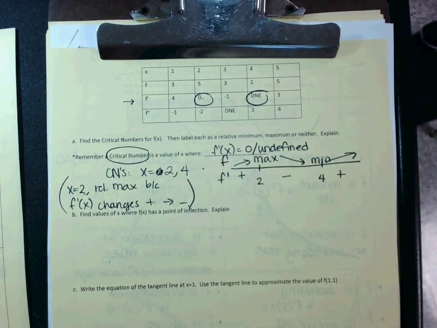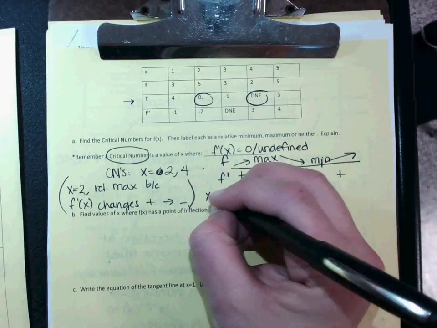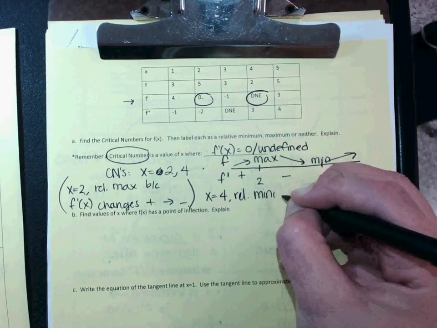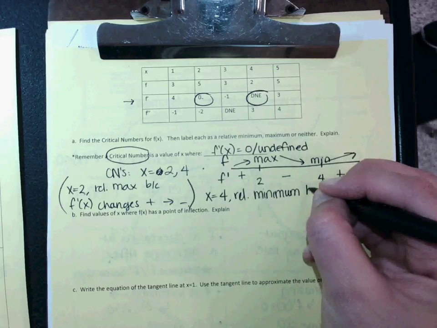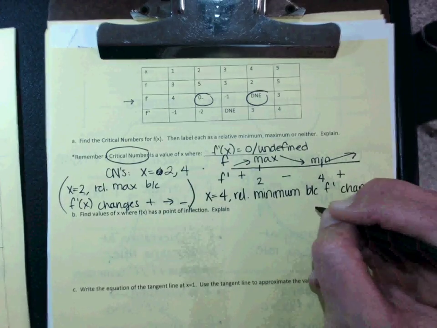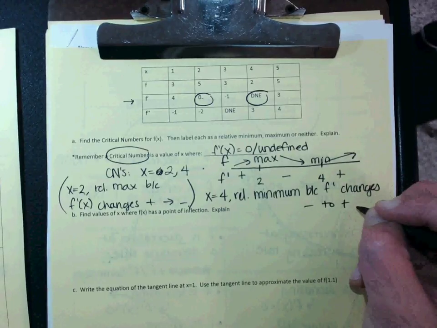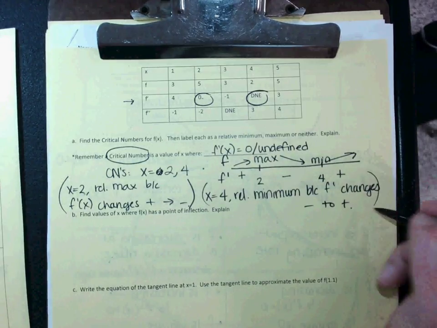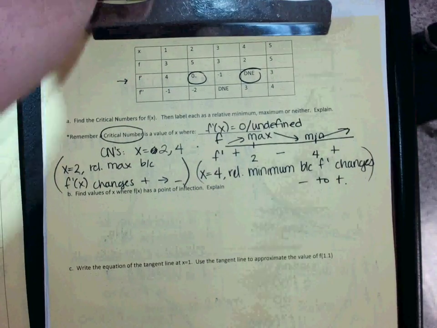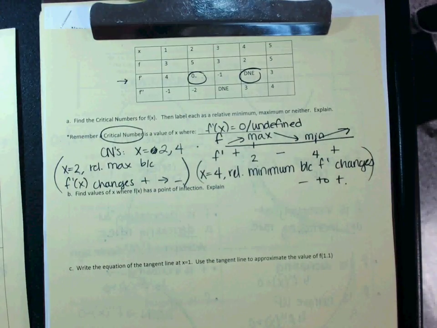Then for the second part of my answer, I would address the 4. I would say that that is a relative minimum because f prime changes from negative to positive. And that would be the second part of your answer. So instead of you having to do all of the work, the table has the information in it and you just have to be able to pull what you need for each question.